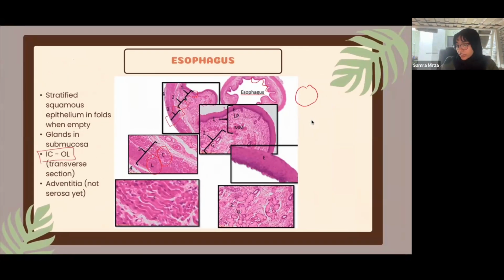Finally, for the most outer layer, we have the adventitia. We don't have serosa yet. That will be in the lower side of the GI, which Samra will get into. So we have the adventitia, inner circular, outer longitudinal, and the glands in the submucosa. And don't forget stratified squamous epithelium.